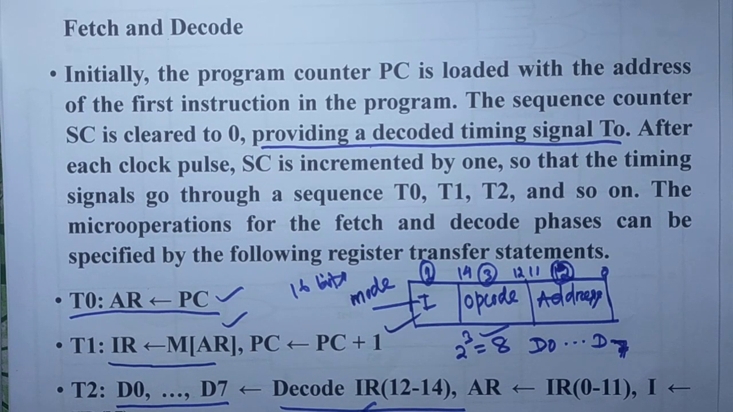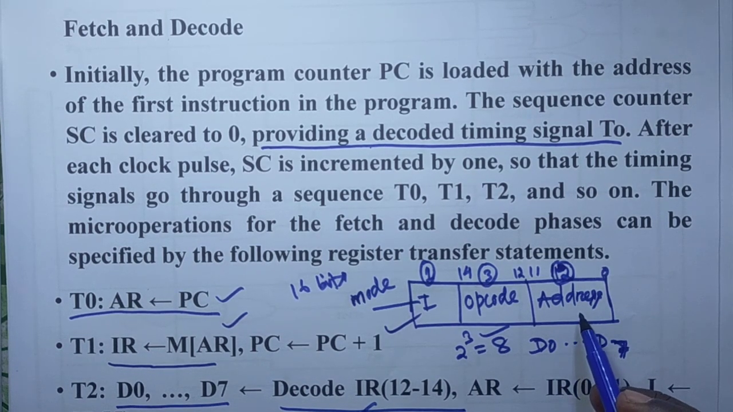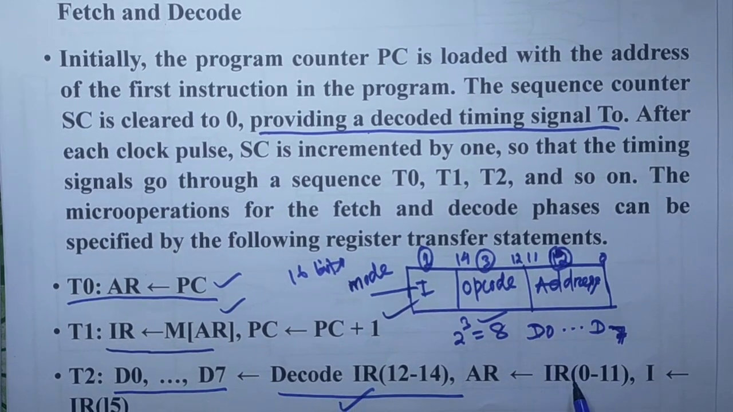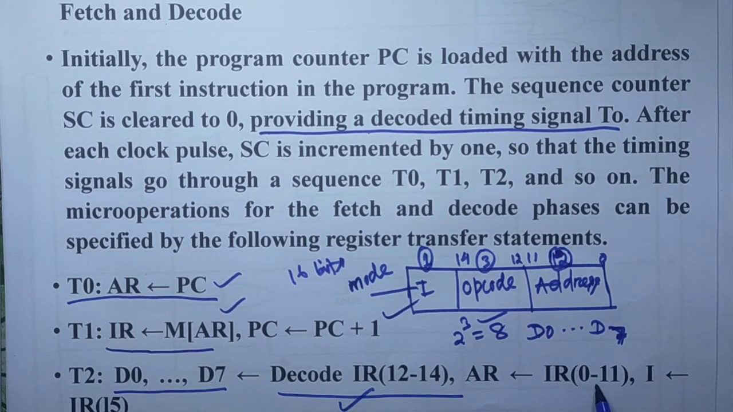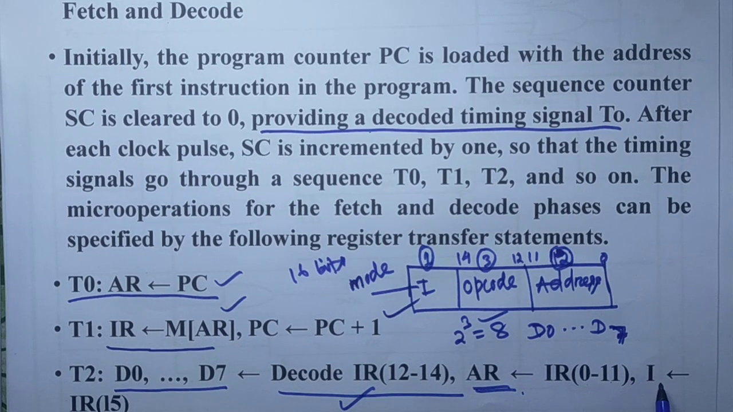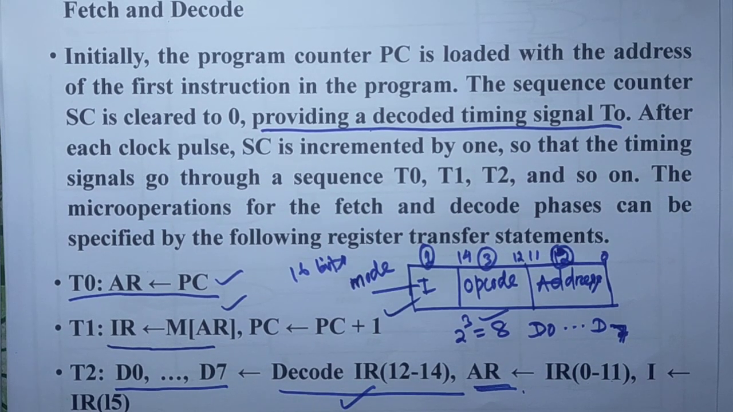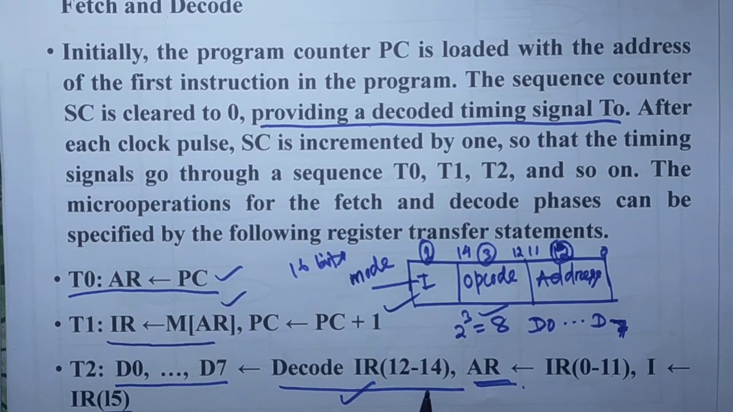After that, what happens? The address of the operand, that means 0 to 11. Here you see the instruction register contains the operand part 0 to 11, and that is transferred to the address register. And IR is equal to 15.